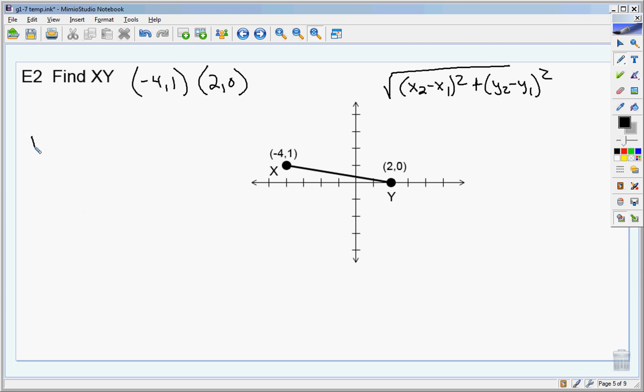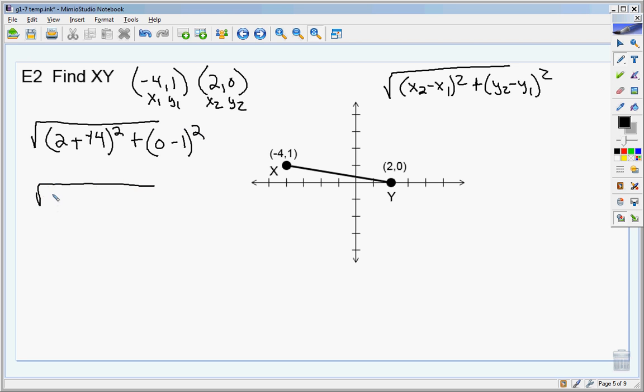This is what's going to happen. It's going to look like this. I'm going to label these x1, y1, x2, y2. I'm going to replace x2 with 2, minus x1, which was a -4. But what's going to happen to that minus a negative? It's going to change to a positive. y2 is 0, minus y1, which is 1.